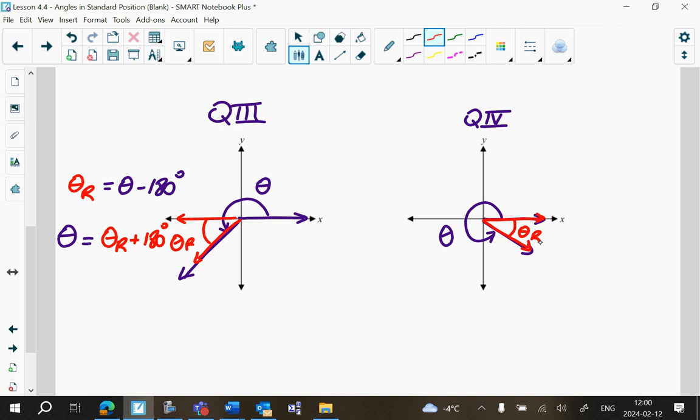So if I told you the reference angle was 30, how would you find this? Right, 360 minus this. If I told you that this was 300, you do 360 minus this and get the reference angle. So to get the reference angle in quadrant 4, we do 360 minus the actual angle. And to get the actual angle in quadrant 4, we do 360 minus the reference angle. Okay.